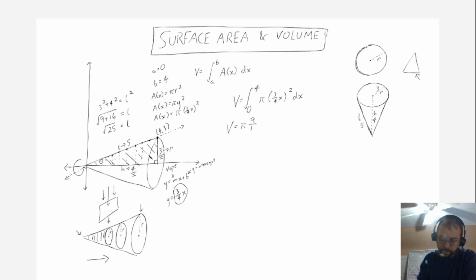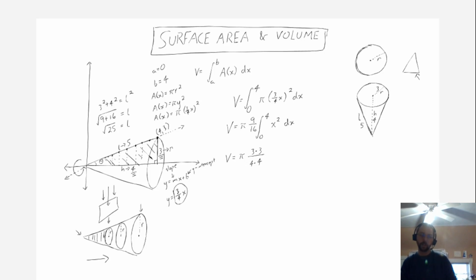9 over 16 times the integral from 0 to 4 of x squared is the only thing we have left inside, dx. So next step, volume equals, I'm going to break down this 9 over 16 into some component parts to allow simplification easier. So 9 is made, well, let's keep the pi first. We need the pi. 9 is made from 3 times 3. 16 is made from 4 times 4. I don't really see the need to break down those 4's into primes, but if you did, it would be 2 times 2 times 2 times 2. But 4 times 4 is good enough.